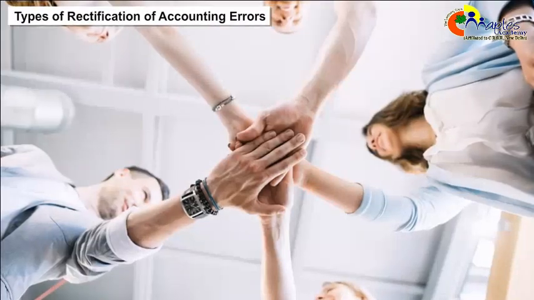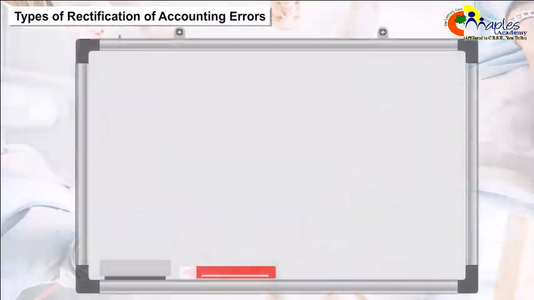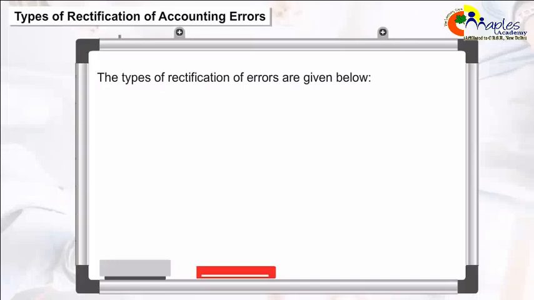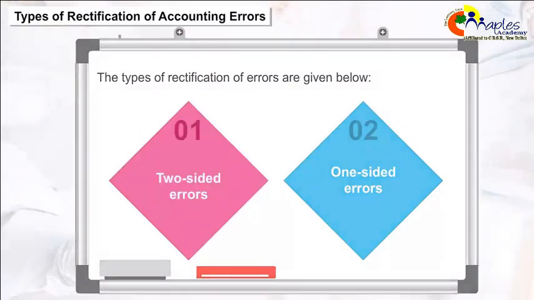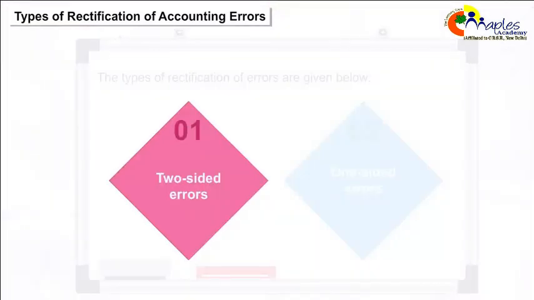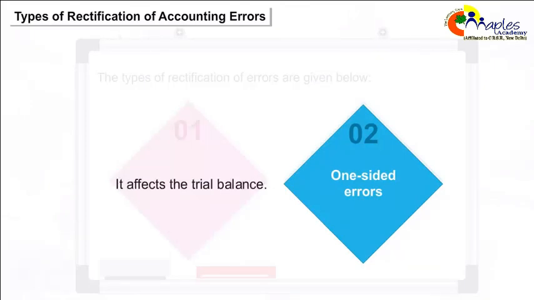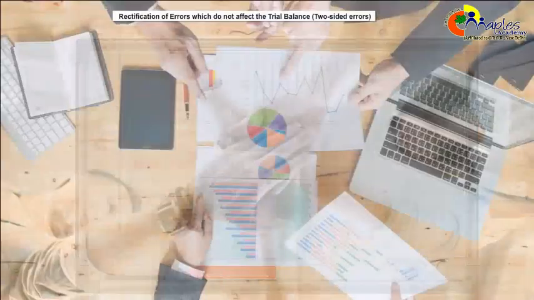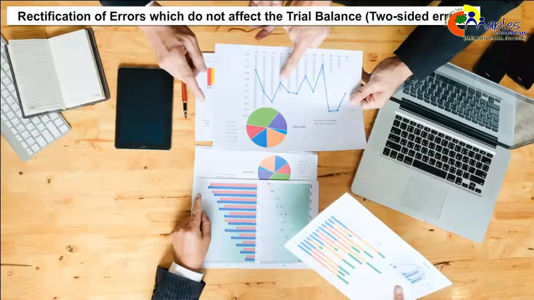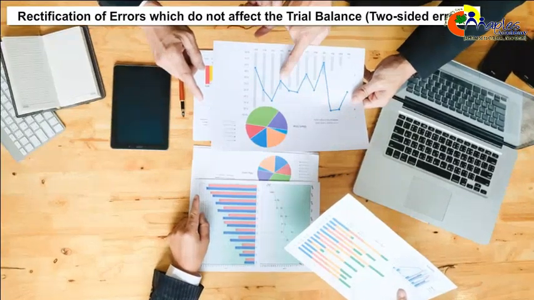Types of rectification of accounting errors. The types of rectification of errors are given below. 1. Two-sided errors. It does not affect the trial balance. 2. One-sided errors. It affects the trial balance. Rectification of errors which do not affect the trial balance.